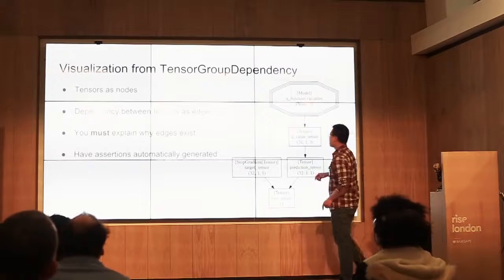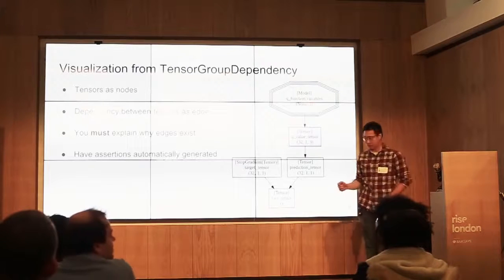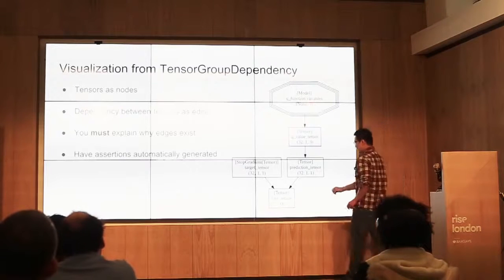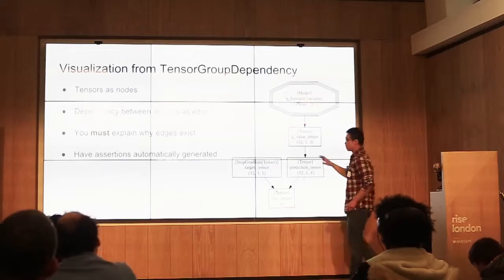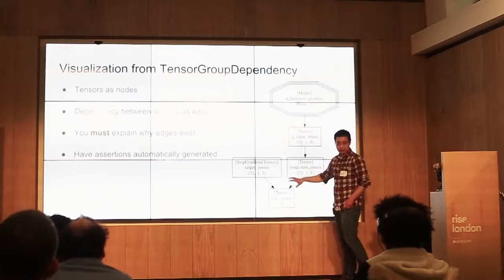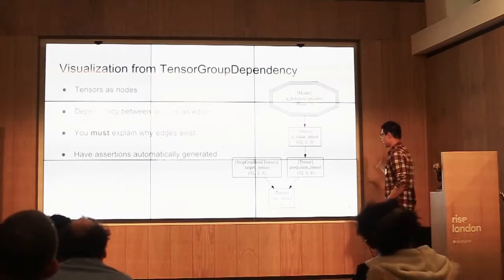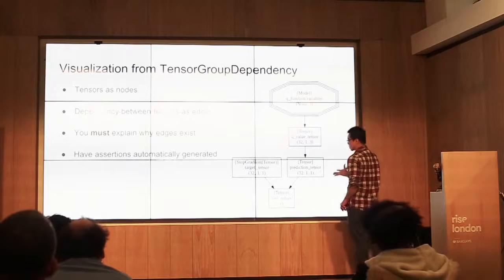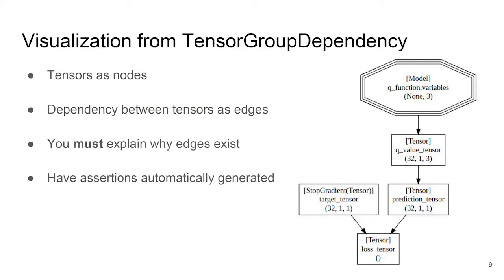And dependencies are indicated with direct edges. So obviously our loss tensor depends on our target and prediction. And the graph also shows the shape of the tensor. So you have an overview of all the shapes and how they flow and how they transform. And your job here, by looking at this, is to ask yourself why every edge exists.